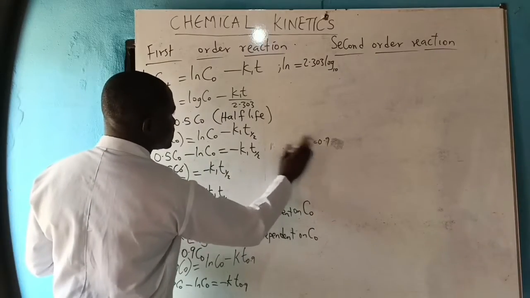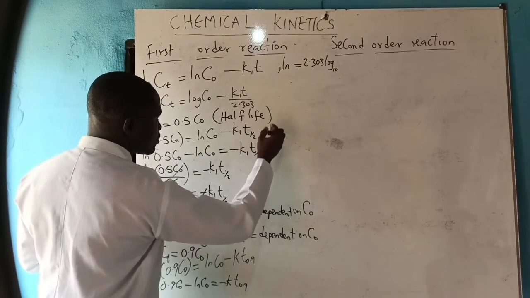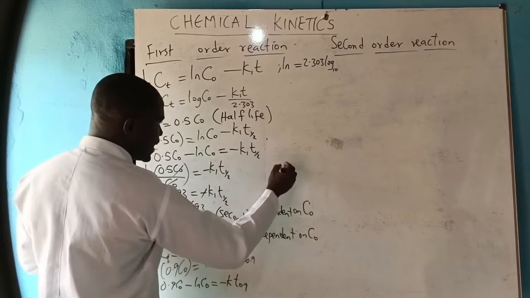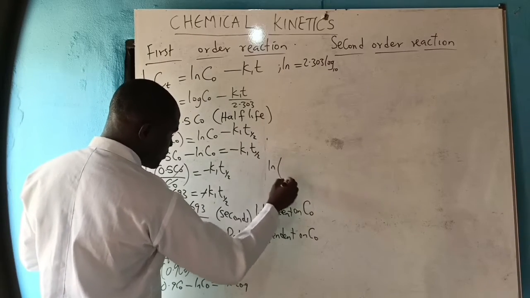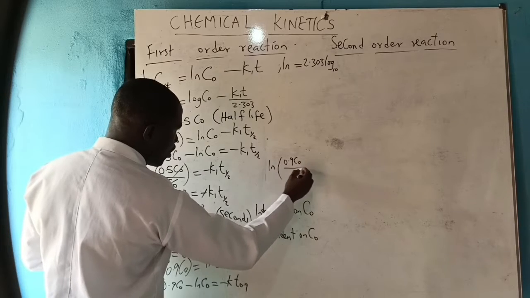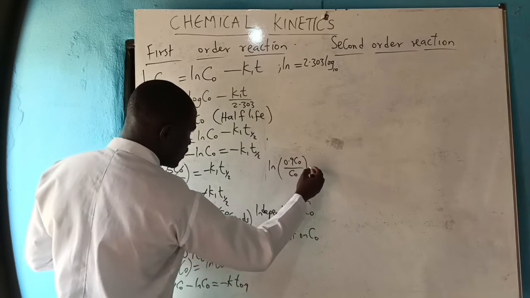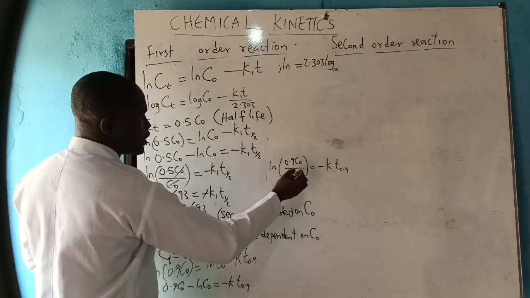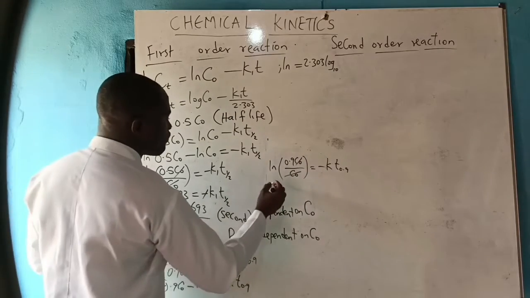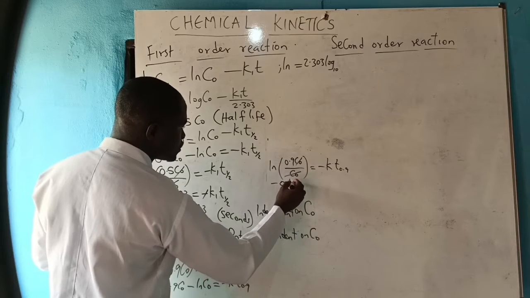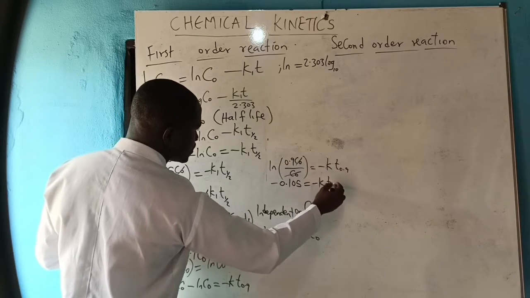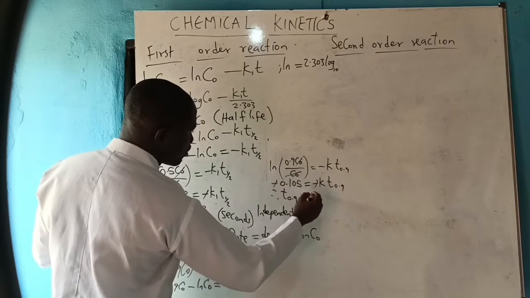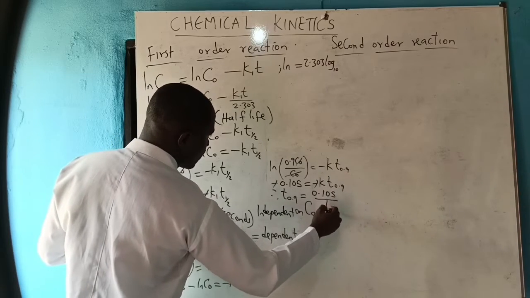Now, trying to complete it here, we said that applying subtraction law here, it will give you ln(0.9 C0 over C0) equals minus k t0.9. We cancel this. ln 0.9 will give you minus 0.105 equals minus k t0.9. Therefore, t0.9 is equal to, we cancel the minus, 0.105 all over k.